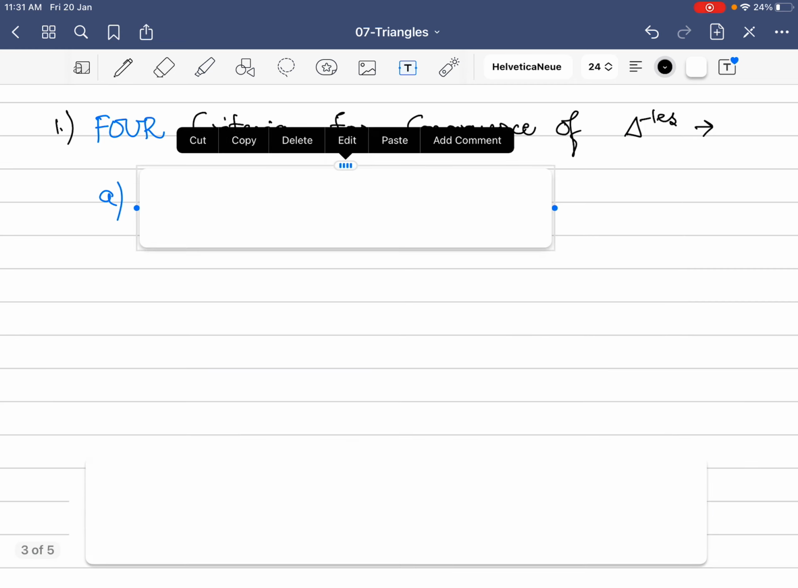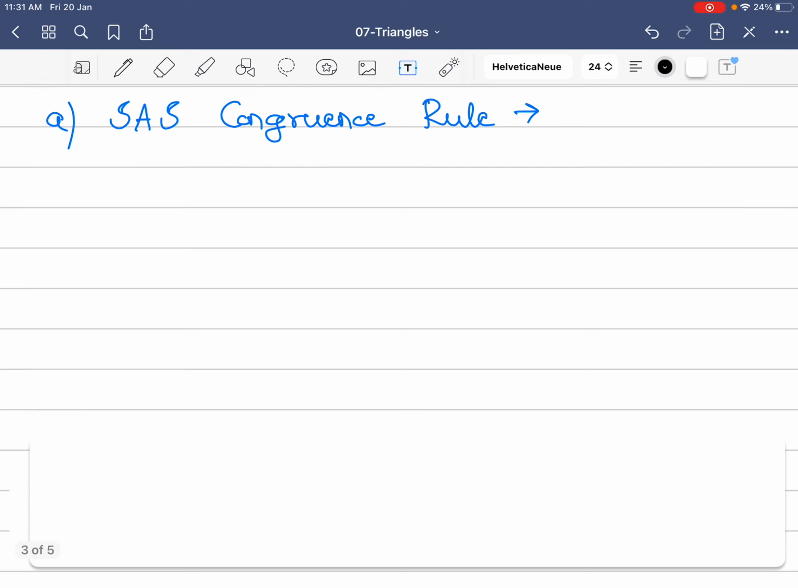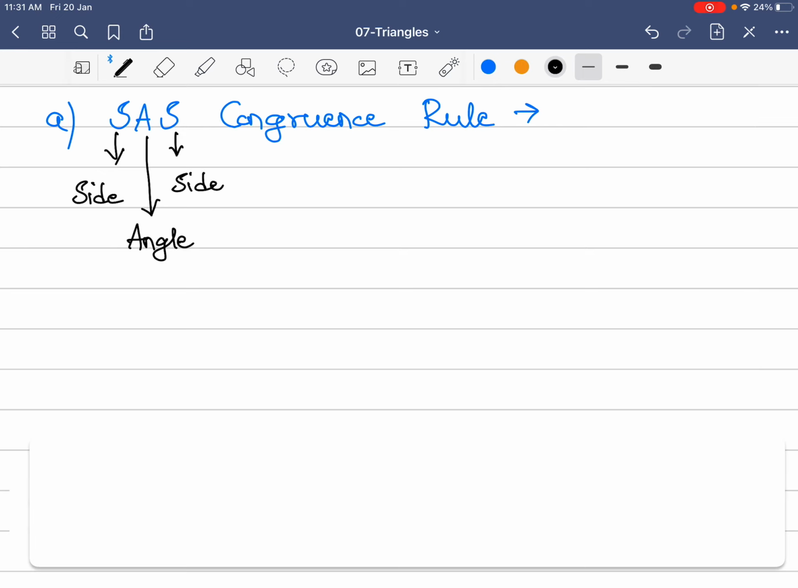The first criteria is called SAS congruence rule. So let's try to zoom in. SAS congruence rule. So what does SAS stand for? S stands for side. A stands for angle. And again, this S also stands for side. So this congruence rule is called SAS, side angle side congruence rule. What does it mean? Very simple.